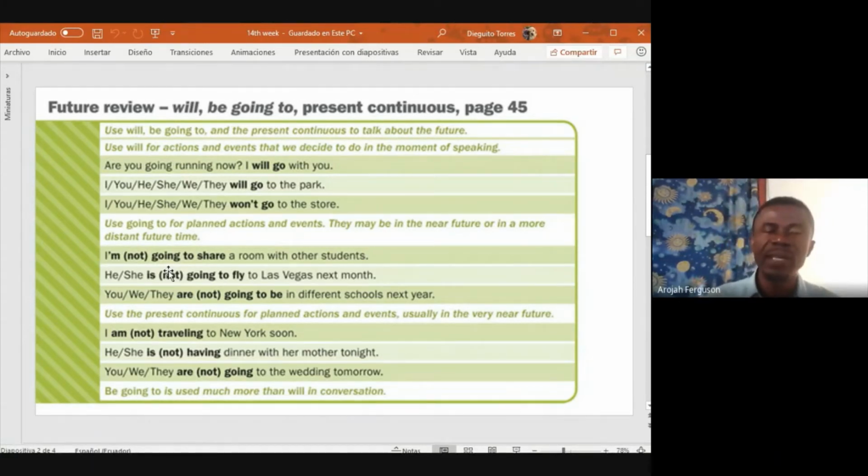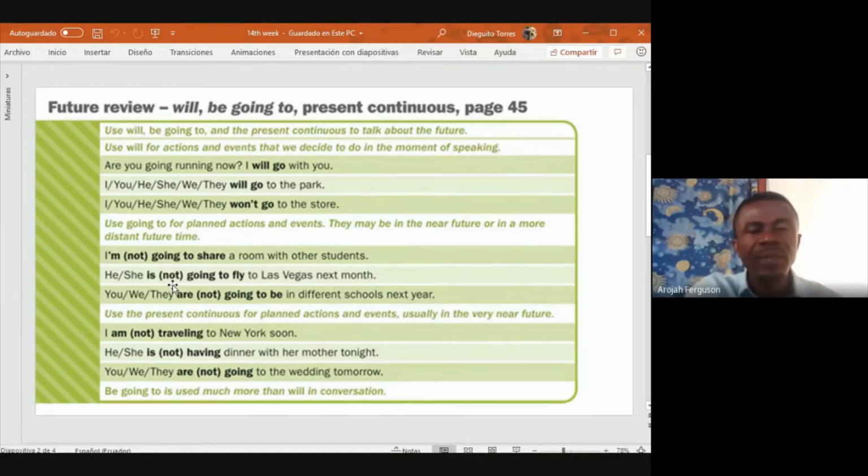There's another example here. I think they are all in the negative because we have not, not, not. So let's go through them. She or he is not going to fly to Las Vegas next month. This is also in the negative, but in the positive, you can say he or she will, or he or she is going to fly to Las Vegas next month.